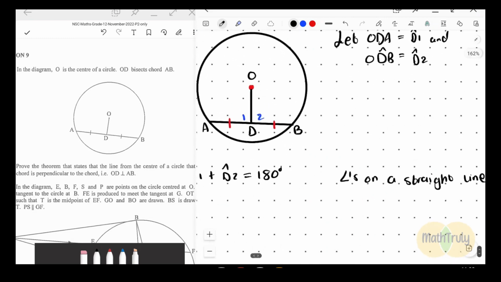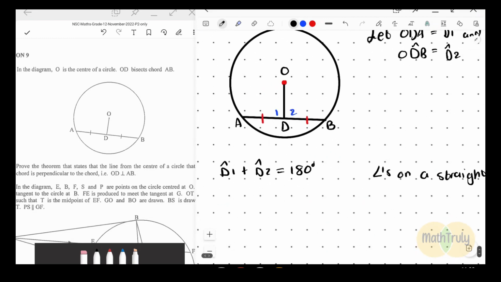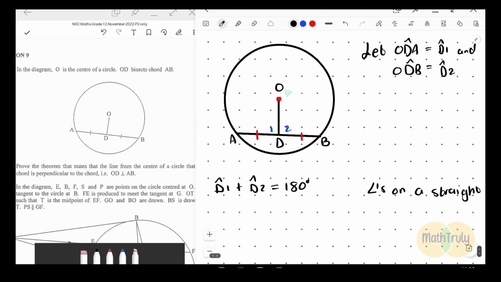Now that we have that, just because they add up to 180 degrees, it does not mean that this is 90 and that is 90. We can't assume anything right now. So the next goal that we're going to have to reach is to show that these two angles are equal. That's really what we're required to prove. If you can show that angle D1 is equal to D2, then by default that's 90 and that's 90, so that it can add up to 180 degrees.